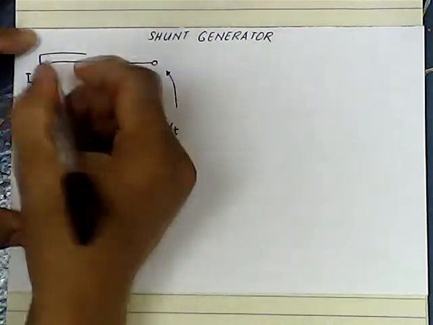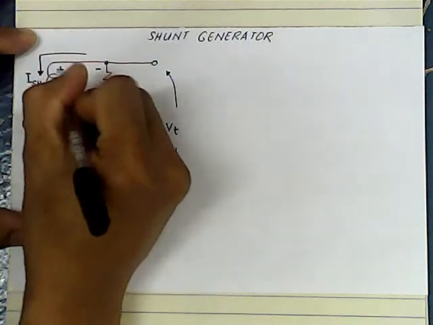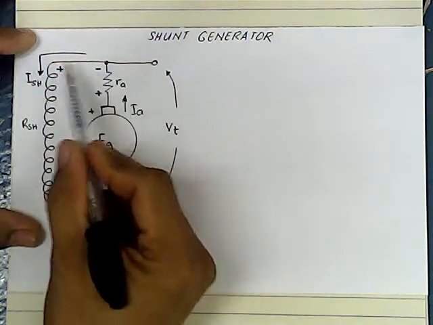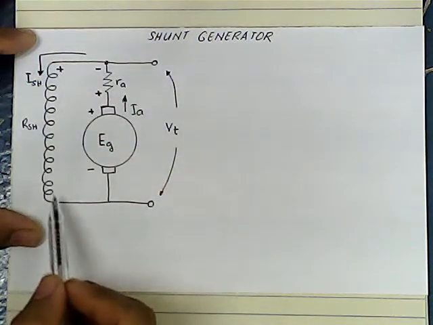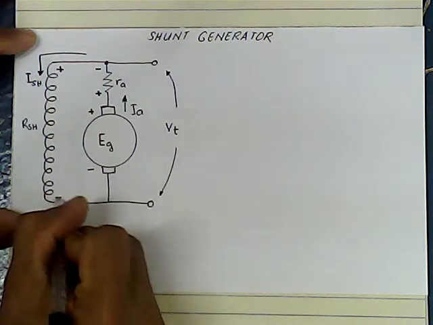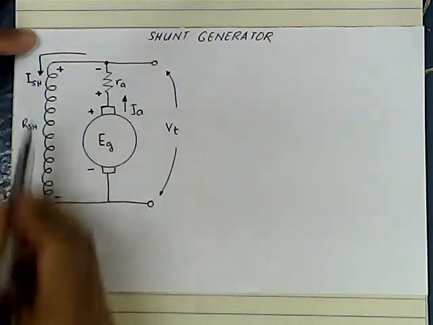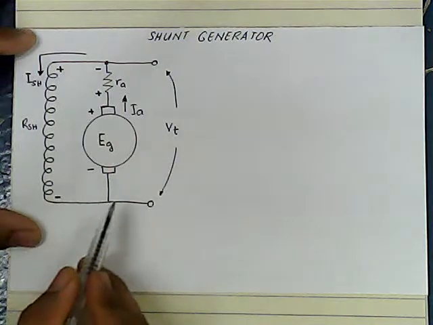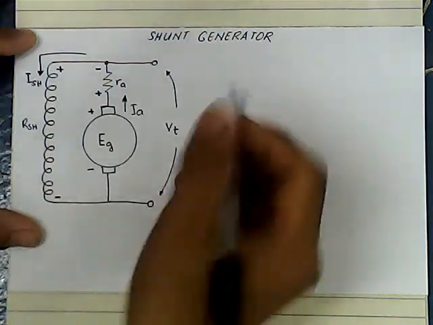Yan. So ito yung magiging positive niya. Dahil ito yung unang dinaanan ng kuryente natin. So ngayon, itong terminal dito magiging negative dahil ito yung huling dinaanan ng ating kuryente. Pabalik dito sa ating armature.